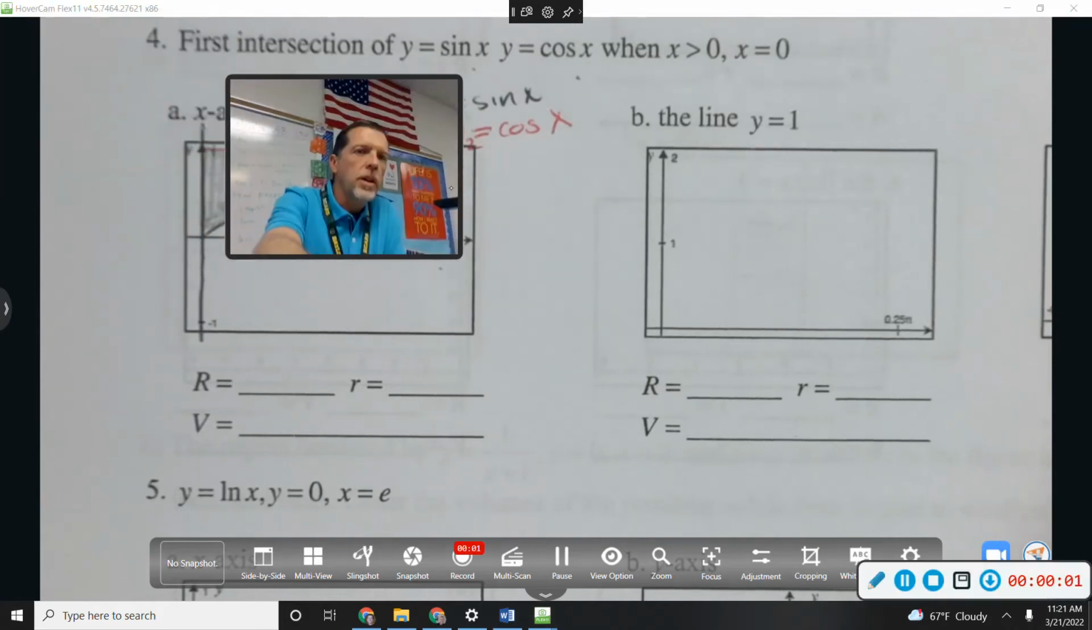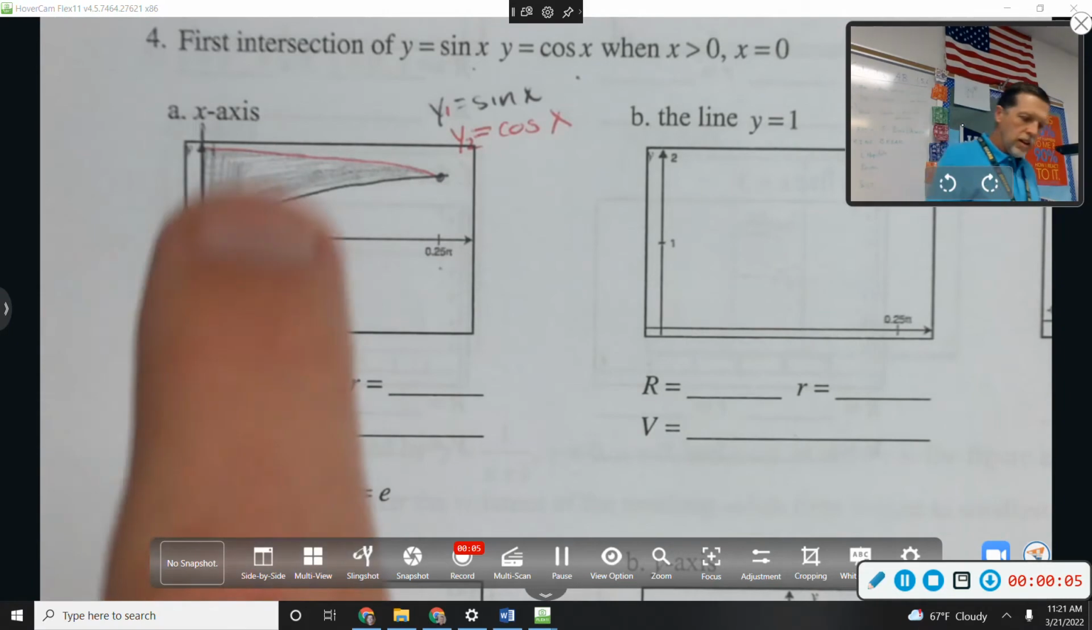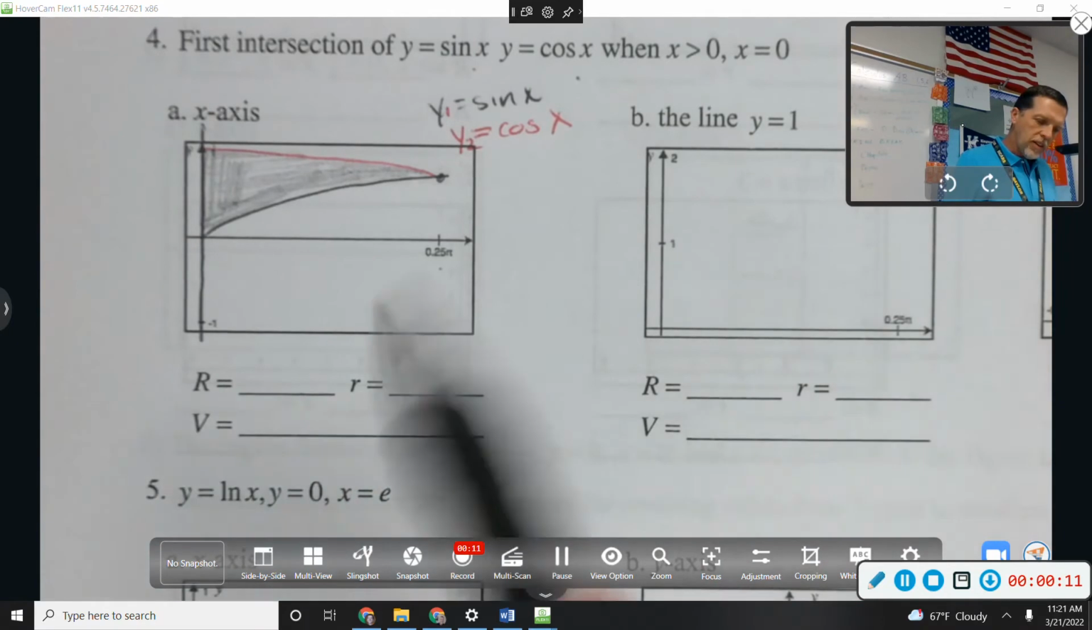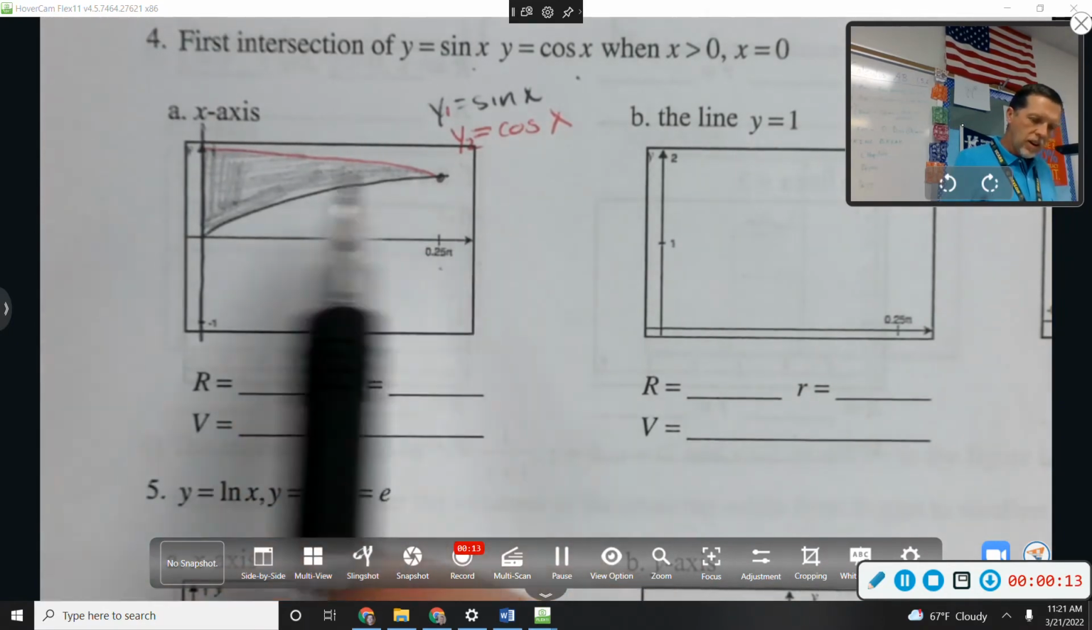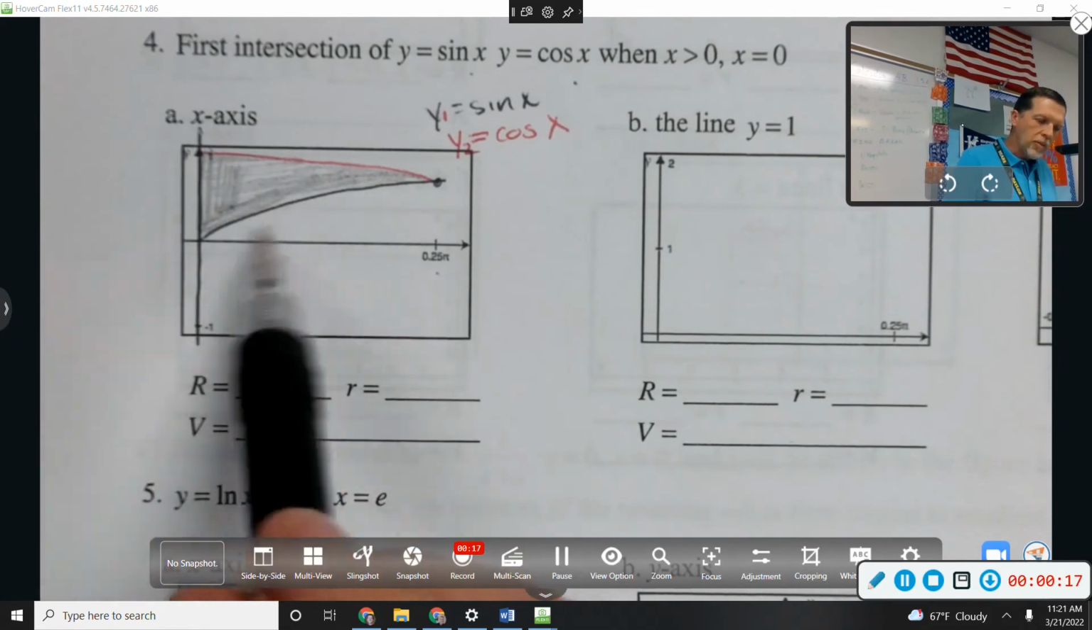So looking at the worksheet on volumes by revolution, 4A, job 1 is to draw the base area. So the intersection of sine and cosine, x is greater than 0 and x is 0. Okay, so there's my base area.